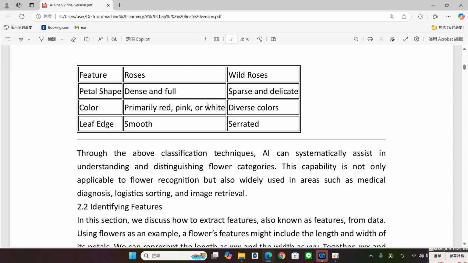Through the above classification technologies, AI can systematically assist in understanding and distinguishing flower categories. This capability is not only applicable to flower recognition, but also widely used in areas such as medical diagnosis, logistics, coding, and image retrieval.